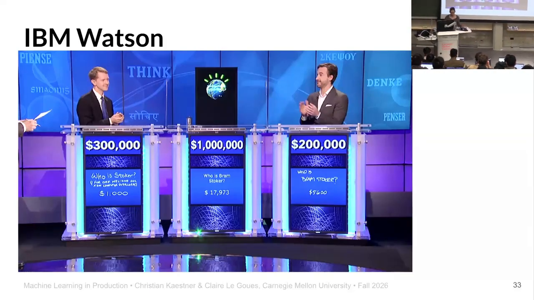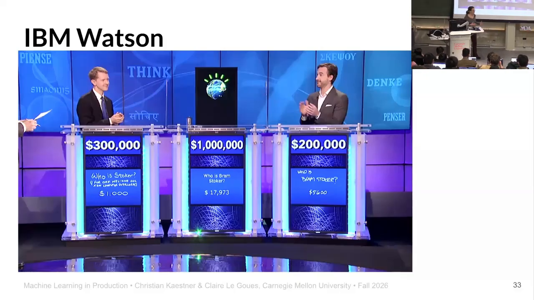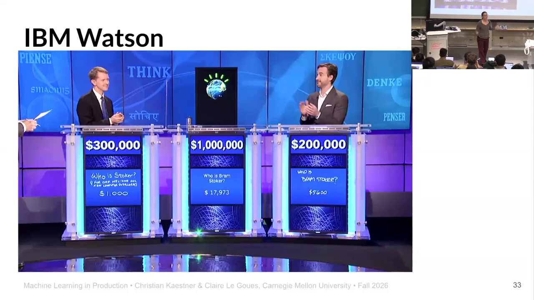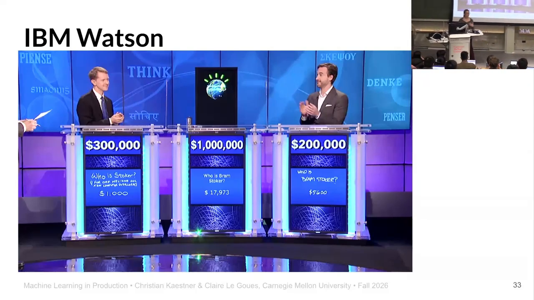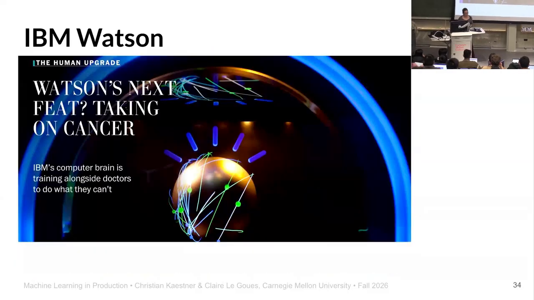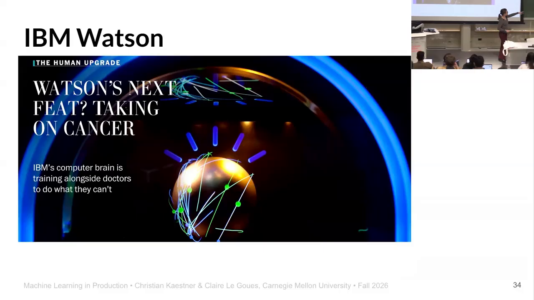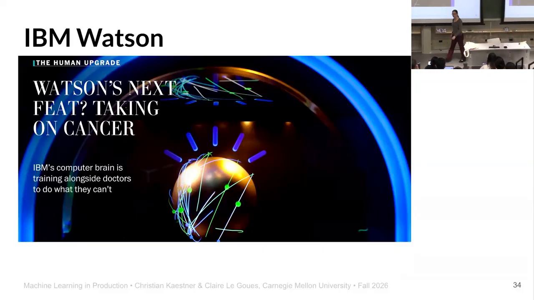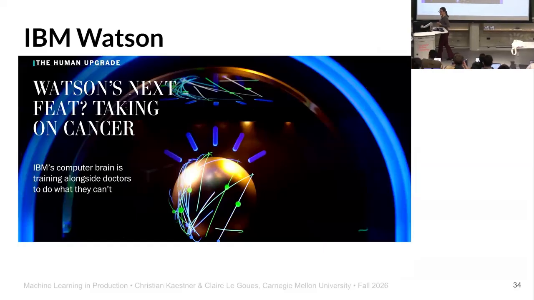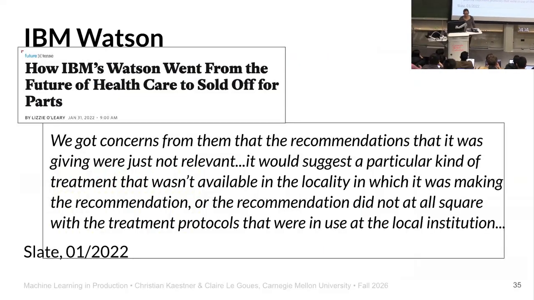The big thing IBM was talking about was that this isn't just a trick, right? It's not just for Jeopardy. It's going to revolutionize healthcare. And that's what they tried to pivot it into, basically diagnostics and better support for doctors and stuff like that. It's going to take on cancer, Watson's next feat. The computer brain is training alongside doctors to do what they can't, right? This was all the press. This was like 2009, right? And it just didn't work, right? It just didn't work.